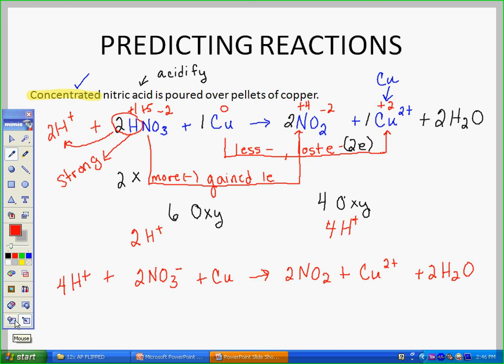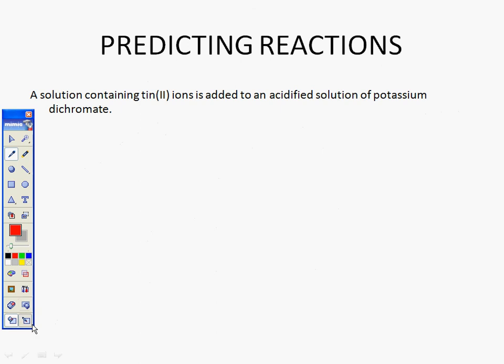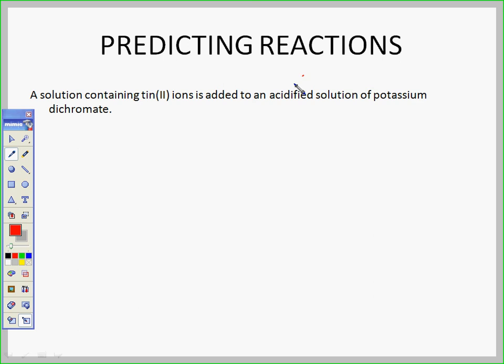I'm going to do 4 AP questions. It'll probably be in 2 clips so that they won't be too long. And the next one is a solution involving tin 2 ions and acidified dichromate. Again, that word acidified is a good hint that we're talking about redox. The other hint you may be paying close attention to is dichromate. It's a very common oxidizing agent, and so that's another hint. So we have tin plus 2 ions. We don't care about the counter ion because we're dealing with net ionics anyway.